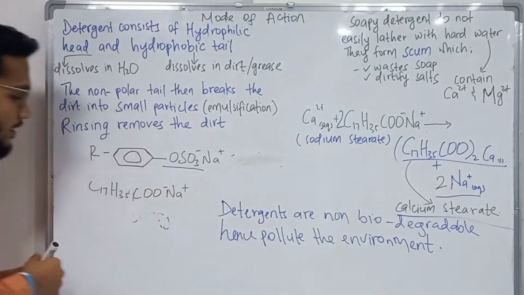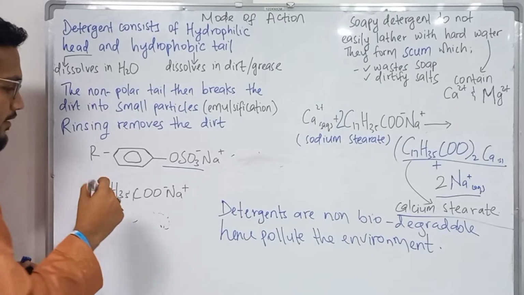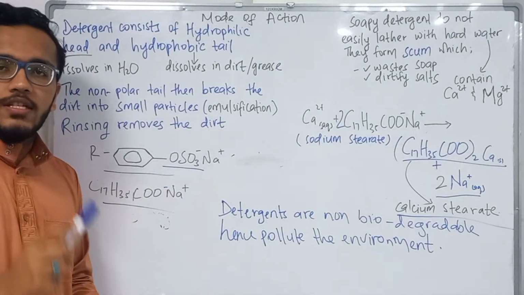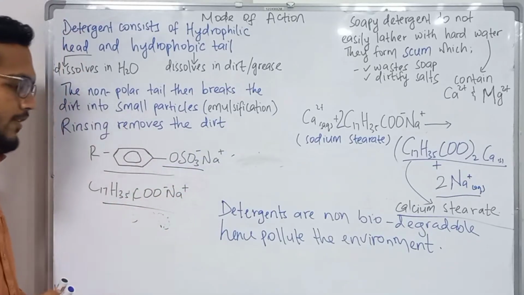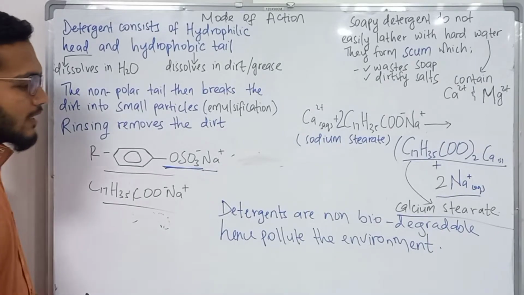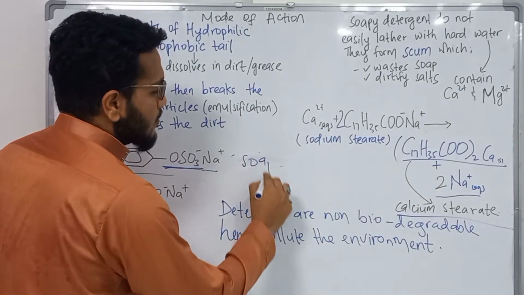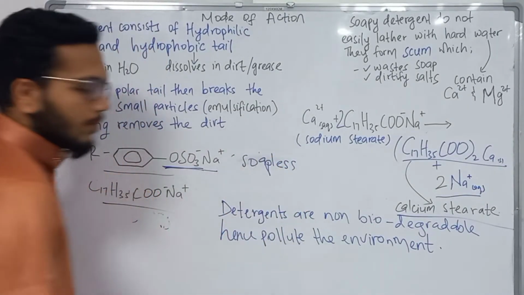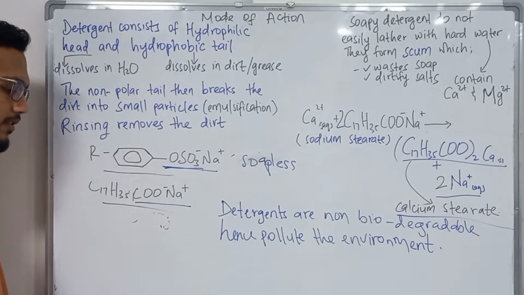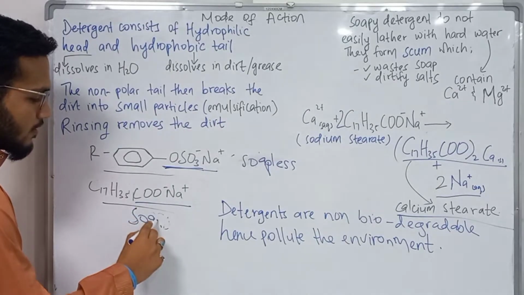Now, between these two detergents that we have drawn here, the first one and the second one, I'd like you to identify which one is soapy and which one is soapless. So seeing the sulfonate group here, what did this tell you? That this is a soapless detergent. Soapless had a sulfonate group. And COO negative Na positive is soapy detergent.